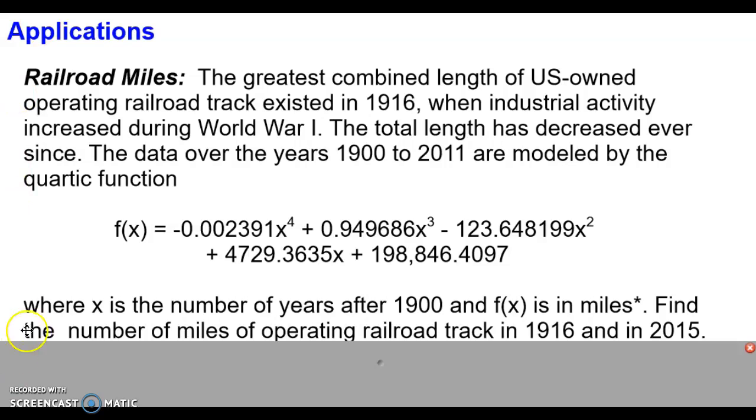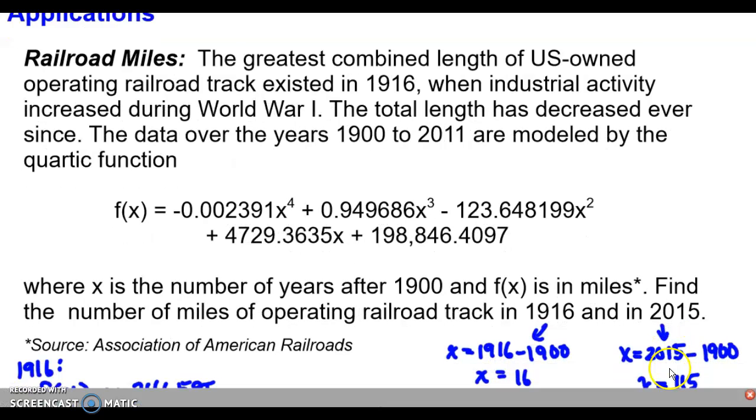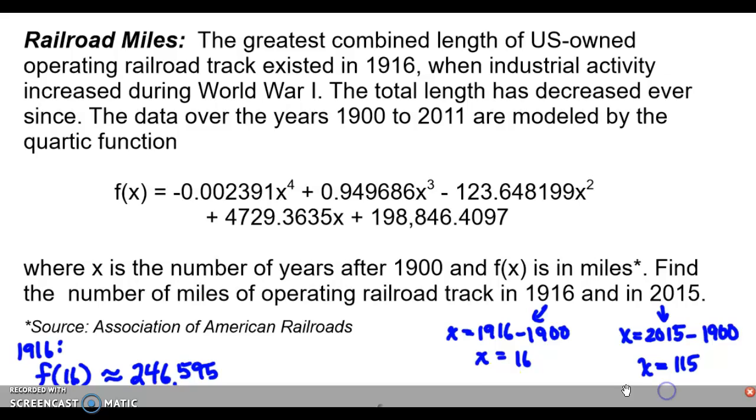But for this one, we just want to make sure we recognize that X here, it tells me, is the number of years after 1900, because that was the initial year of data. F of X is the miles then. So if we need to find the number of miles of track in 1916, what are we going to do? We're going to subtract 1900 from that, get 16. Similarly, in 2015, we'd again subtract 1900, and we would get 115. All right, so those are the two values that we'll plug into this function here.